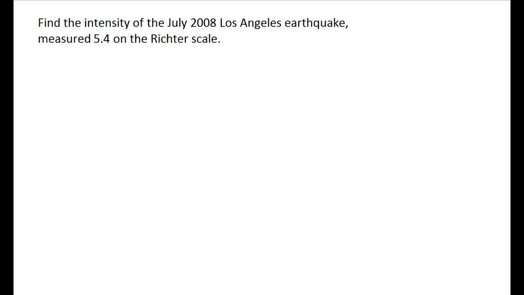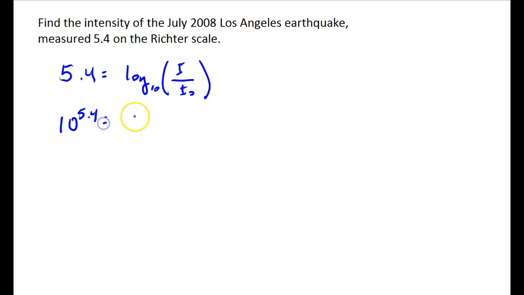Now let's try an example going in the other direction. What happens if we know the Richter scale and we'd like to get the intensity? Okay, so 5.4 is going to equal the log, remember, of I over I sub 0. Since this is a common log, it has a base of 10. So converting to exponential form, 10 raised to the 5.4 is I over I sub 0. We want to solve for I.